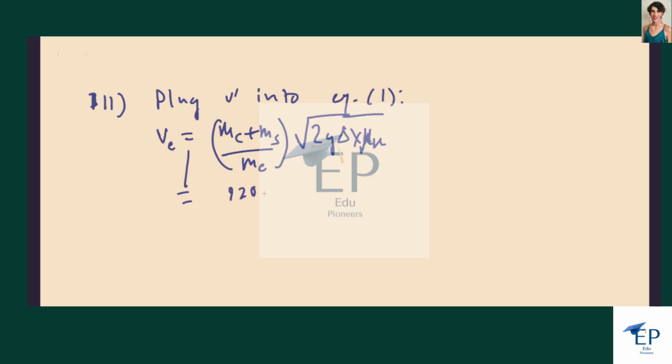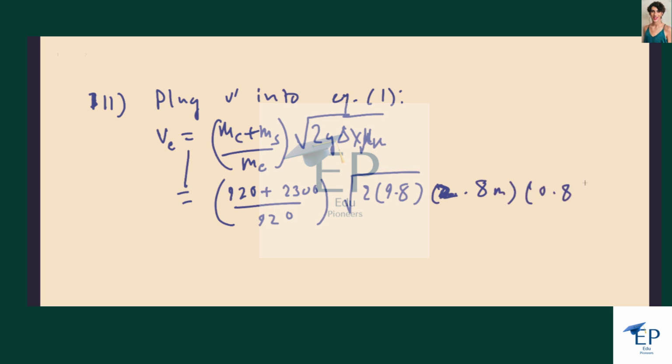Now we're just plugging in values. The sports car's mass is 920, the SUV's is 2300, so 2300 plus 920 over 920 times the square root of 2 times 9.8 times 2.8 meters times 0.8, which is the coefficient of friction. 9.8 is in meters per second squared, and the kilograms cancel there. And so what we get is 23.2 meters per second, which is how fast the sports car was going initially.